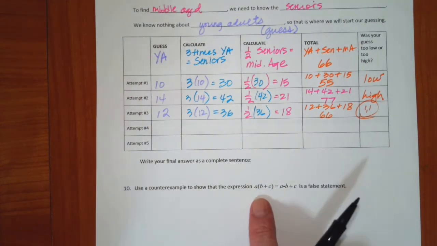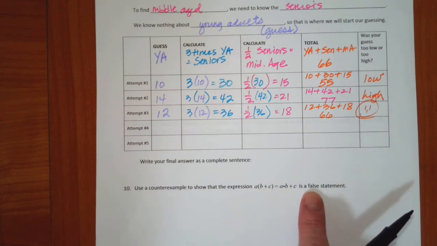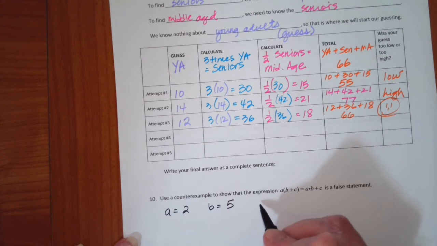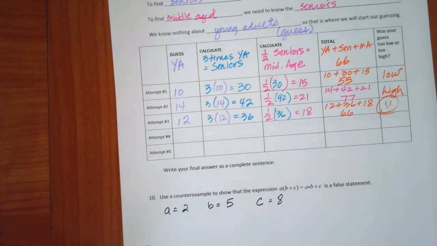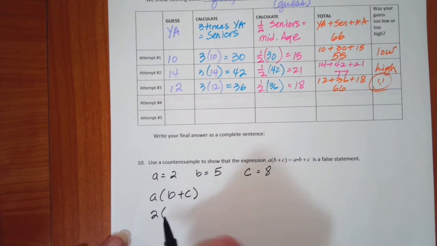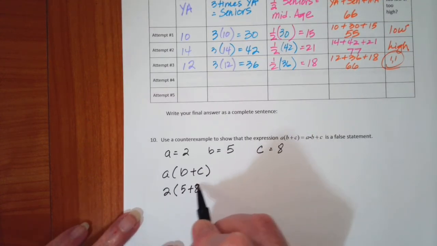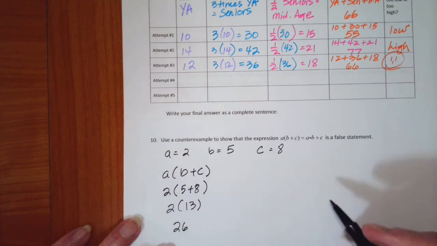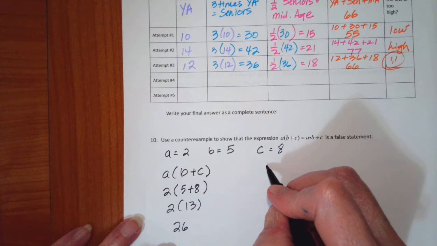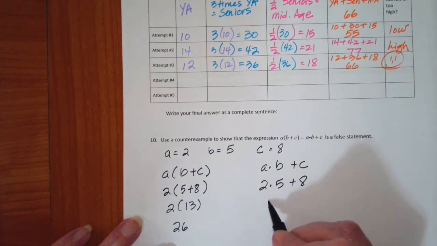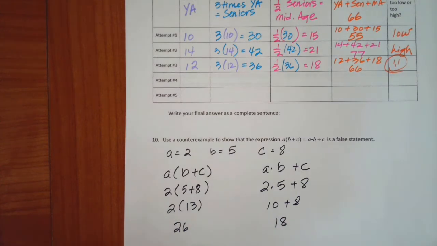Okay, use a counterexample to show that A times (B plus C) and A times B plus C is a false statement. Okay, let's let A equal 2, B equal 5, and C equal 8. If I have A times (B plus C), then that gives me 2 times (5 plus 8). I have to do what's inside the parentheses first, so that's 2 times 13, which gives me 26. If I have A times B plus C, then that gives me 2 times 5 plus 8, which gives me 10 plus 8, which gives me 18. And you might not always find a counterexample on your first shot.